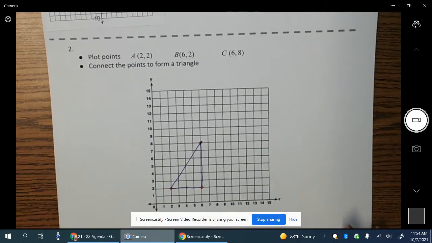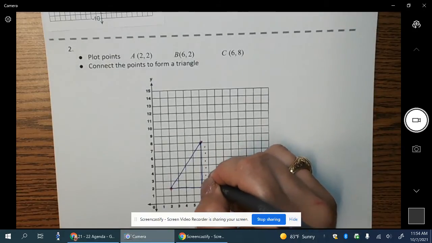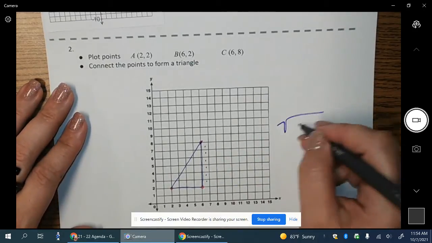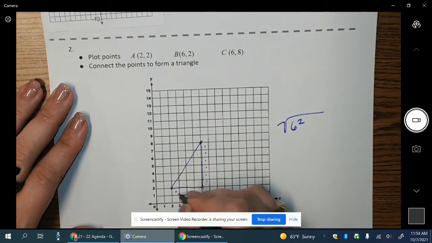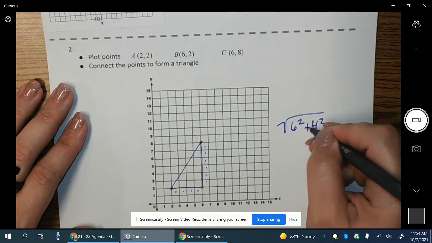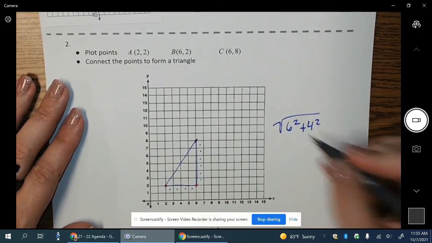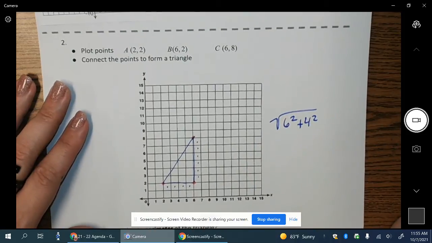All right. Do we know how far up it goes? 6. I got 6. Anybody else? Okay. How far over? 4. What do I do with those numbers? Square them and add them and square root them.